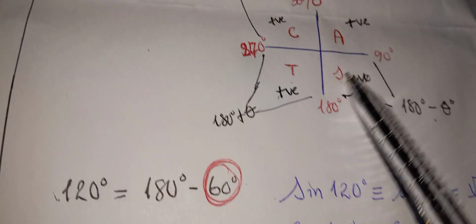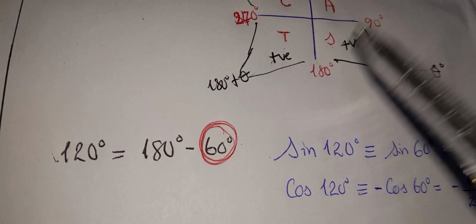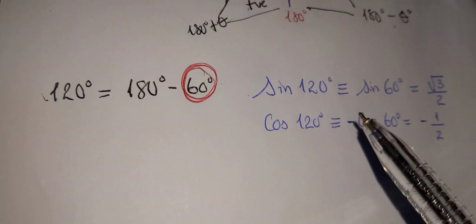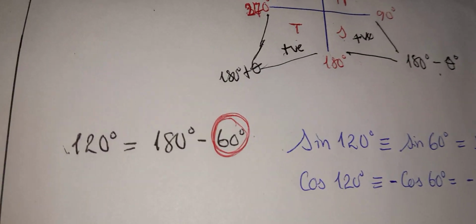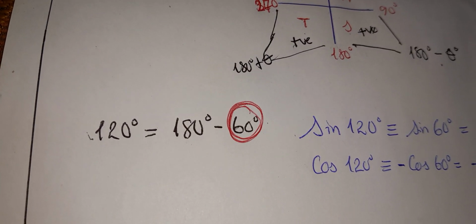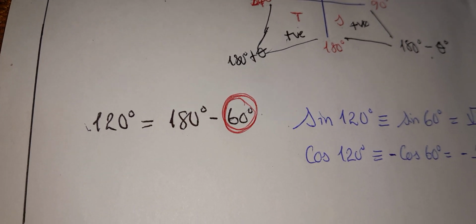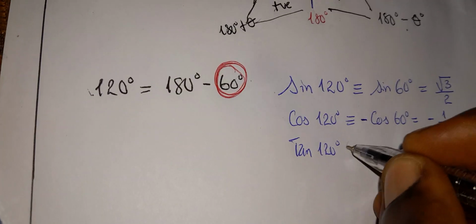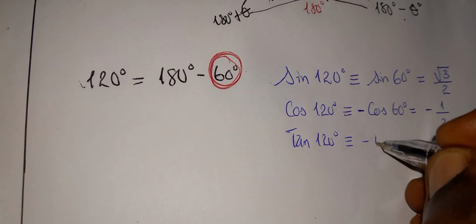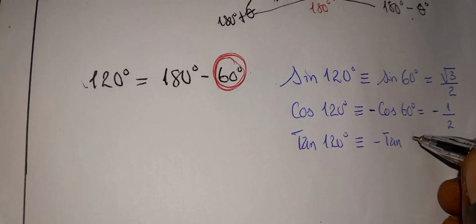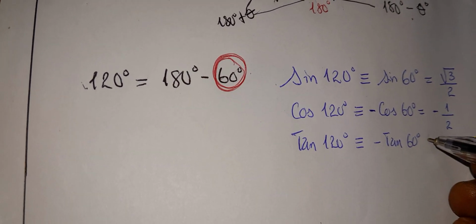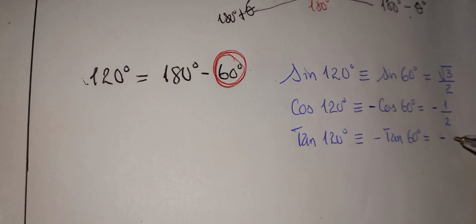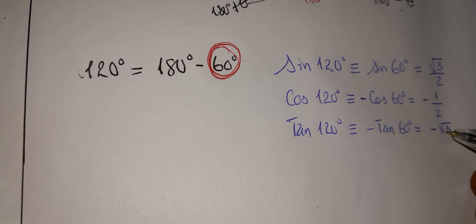because every value in the second quadrant that is not sine is going to be negative. The value here will only be positive for sine. So tan 120 degree is equivalent to minus tan 60 degree, which is minus root 3.